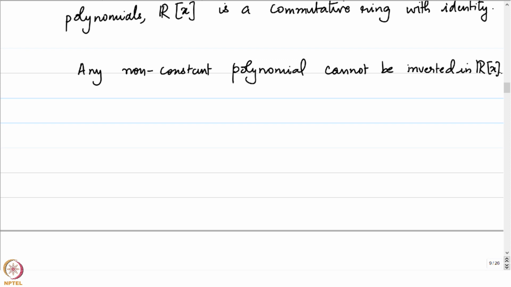Why is that the case? Because we have a notion of the degree of a polynomial, the d that appeared, and if you look at the product of two polynomials, the degree adds up. If you want an inverse for a polynomial p, there should exist a q such that p of x times q of x is the constant polynomial 1. The constant polynomial 1 has degree 0. However, if p has degree greater than 0, then the degree of p of x times q of x will always be greater than or equal to 1, and hence it cannot ever be a constant polynomial.